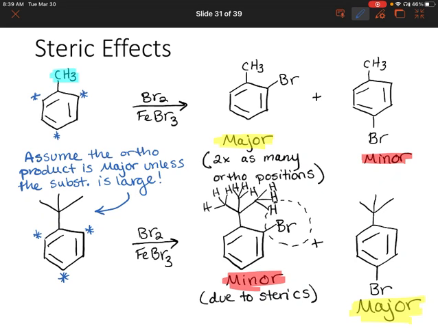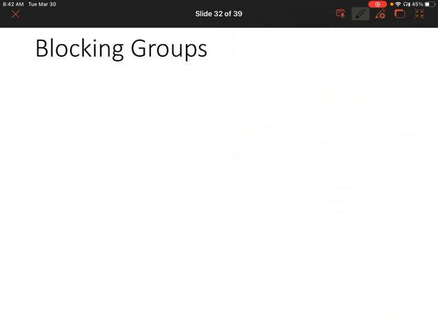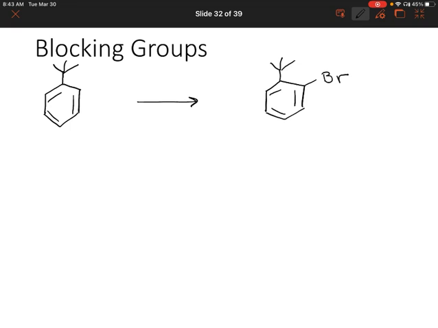All right, now let's also talk about blocking groups. So here we can see that we end up with a mixture of products. But what if we just wanted one product? What if we just wanted to form the ortho product, for instance, and we did not want to form the para product? All right, so let's say that we have our tert-butyl group on the ring, and we want to add bromine just to the ortho position. We do not want it to add to the para position. How would we do that?